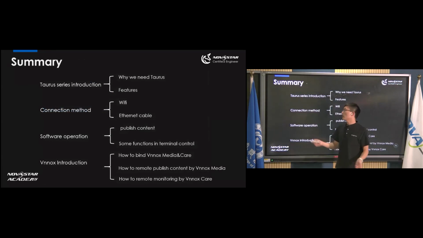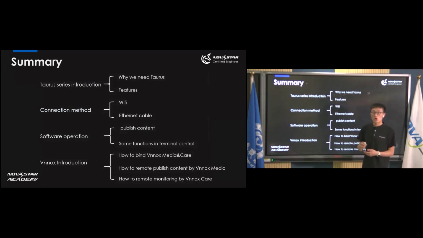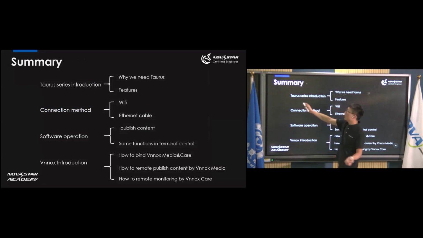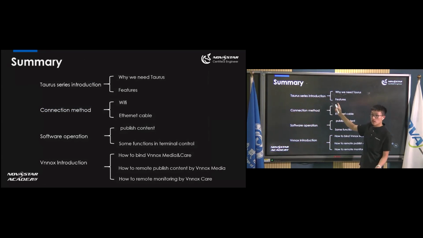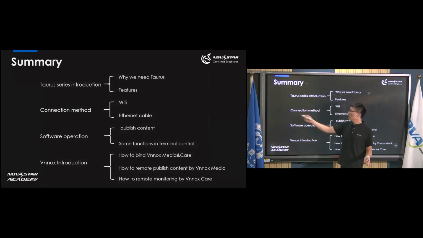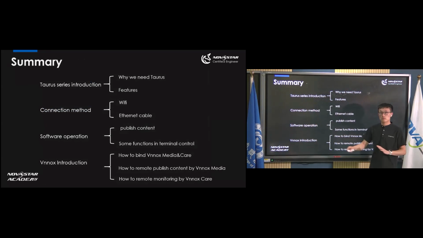And finally, we do a summary of all the solutions, the cloud-based solution. The first part is I introduced the Taurus series, the features and the fields of application, where to use it. And the second part, the connection method. There are multiple connections to the Taurus box. You can use Wi-Fi or Ethernet cable. And the third part, I introduced the software operation, publishing content, and some features, the internal control, such as VPlex Pro, a brand new software for you to publish content, not NovaStar's config.